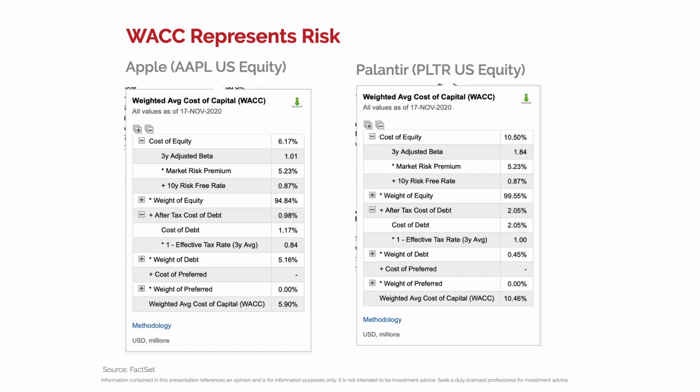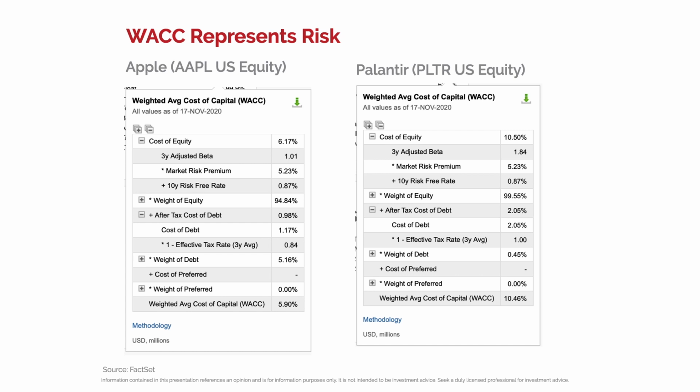Then they look at the after-tax cost of debt. So they take the cost of debt there, do 1 minus the tax rate, and then they multiply it by the weight of debt. As you notice, Palantir has a lot less debt. Probably, again, a venture capital company coming from Silicon Valley. Those companies just tend to have less debt.